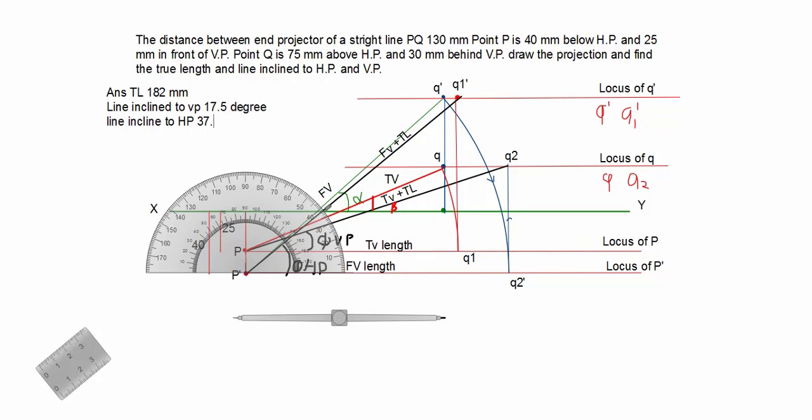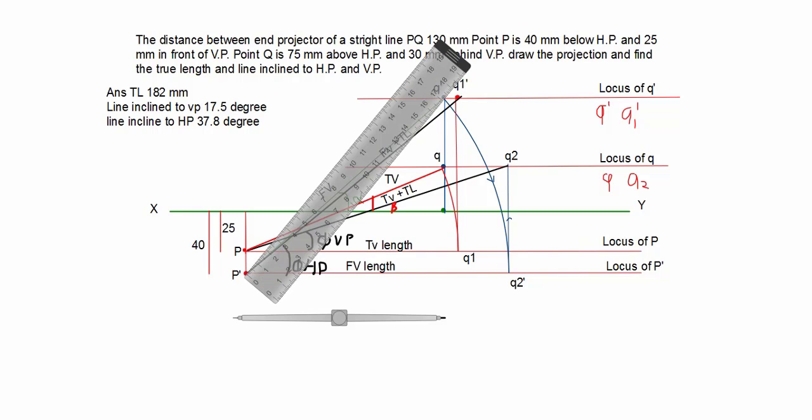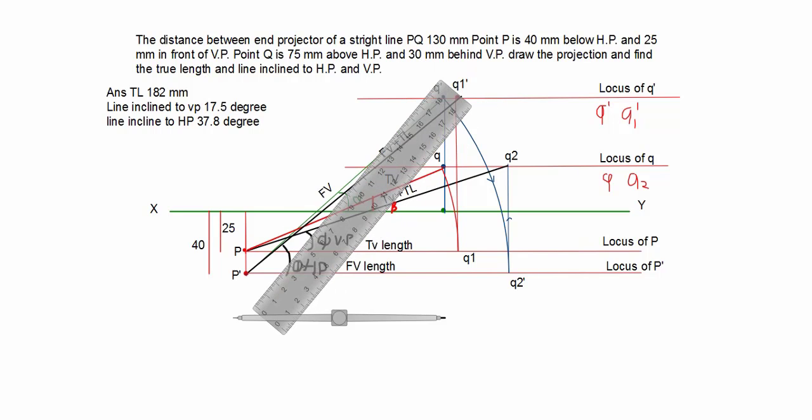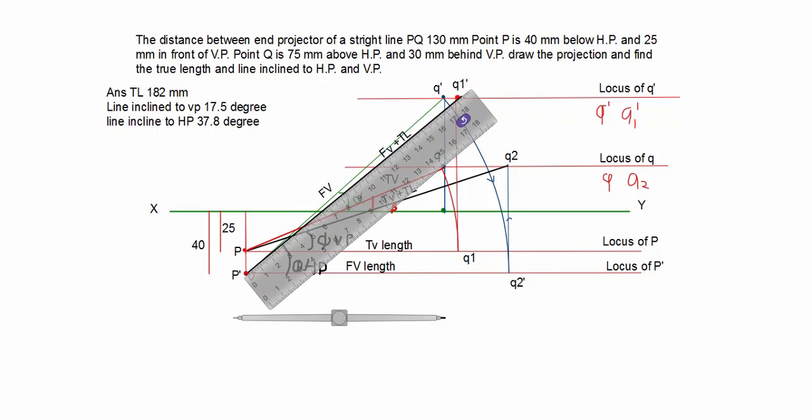Now you can do the cross check. How to do the cross check: measure the length of P dash Q1 dash, and it is 182 mm. So in top view you have the answer, the true length of the line PQ, it is 182 mm. In elevation it is also 182 mm.